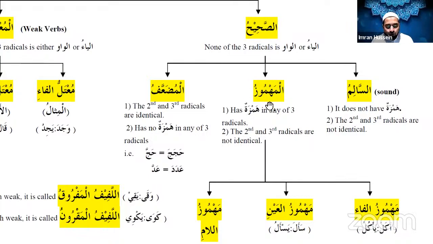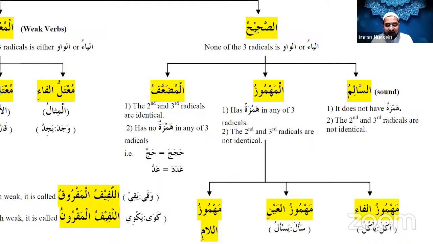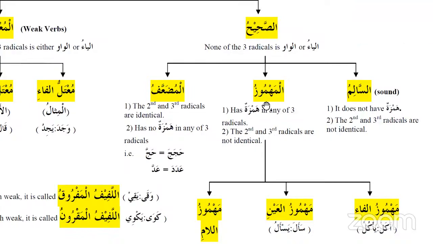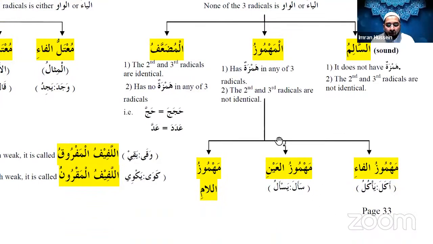Next one is al-mahmuz. The second category of as-sahih is al-mahmuz. What does it mean? It has a hamza in any of the three radicals. The second and third radicals are not identical. These are the examples of mahmuz. So there are no two identical letters like hajaja.